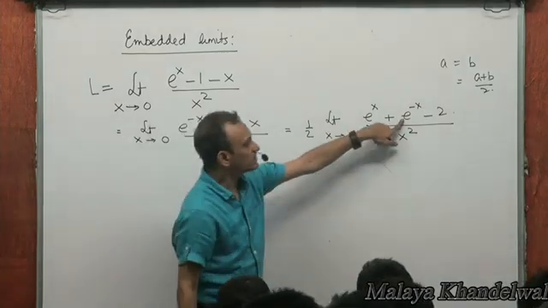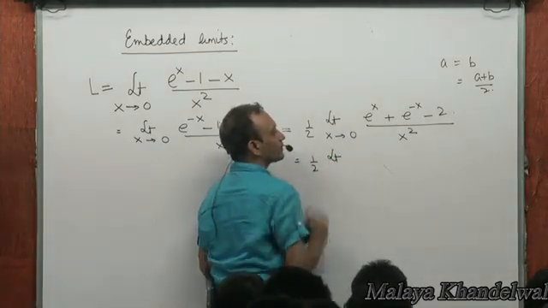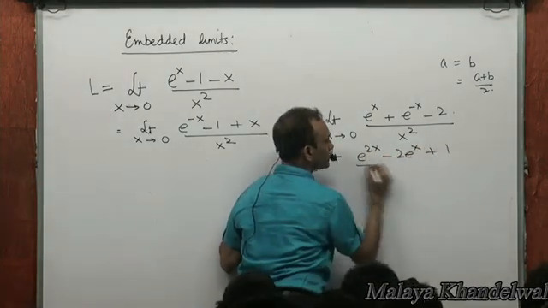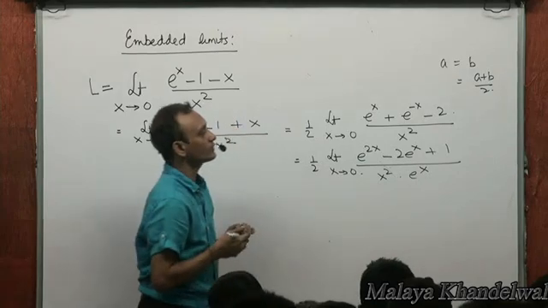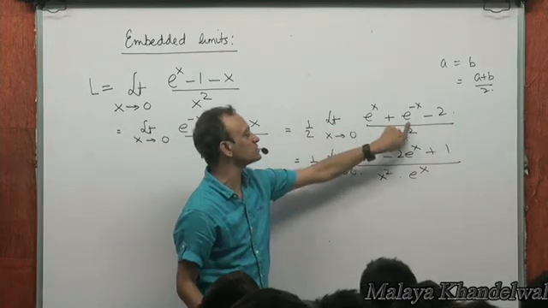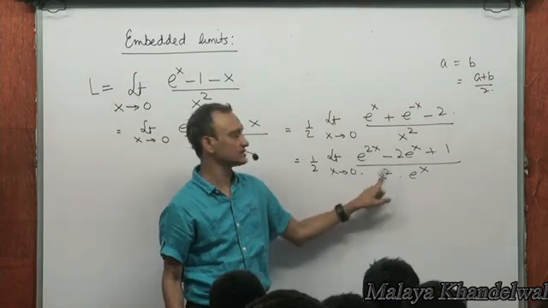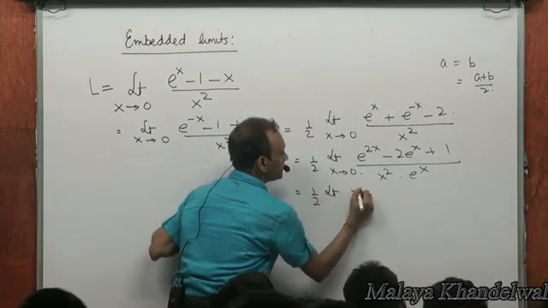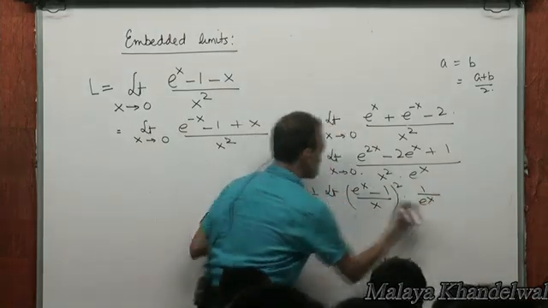Clear? This is 1 by e power x. Replacing e power x by 1 by e power x, we get e power 2x minus 2 e power x plus 1 by x squared e power x as x tends to 0. I hope you realize what I did here. So you could say I multiplied numerator and denominator with e power x. So e power 2x plus 1 minus 2 e power x. Clear? Which is like half of limit e power x minus 1 by x whole squared times 1 by e power x as x tends to 0.